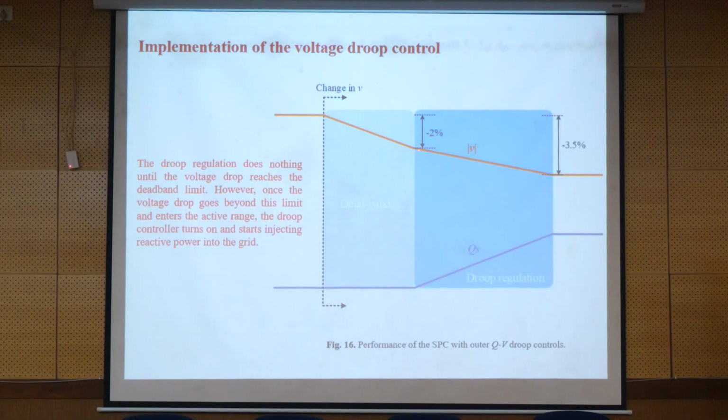But when we have actually passed the 2% voltage drop, we see that the reactive power is injected. So reactive power increases, and it provides somehow supportive functionality to regulate the value of the voltage over the grid.